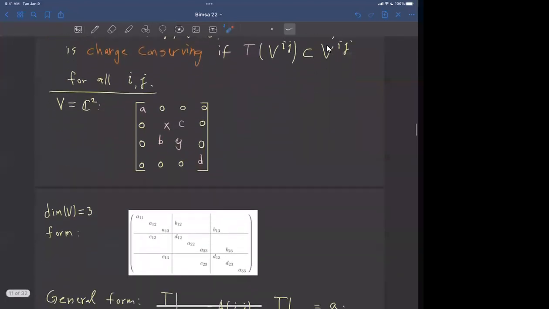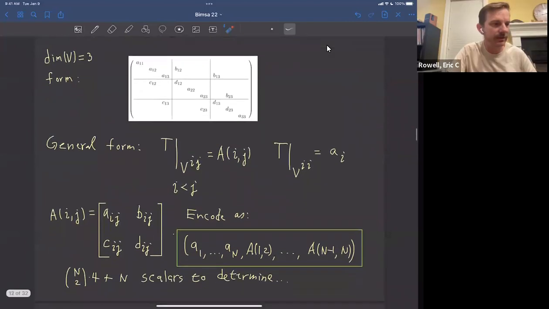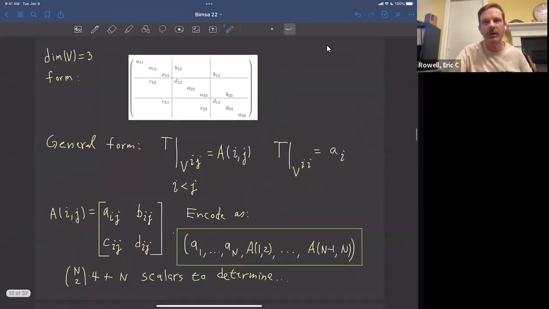Let me show you what charge conserving matrices look like for three-dimensional vector spaces, just to show that there's something more to it. Here for V of dimension 3, this is what it looks like, where the blank spaces are all zeros. You can see there's some interesting mixing going on. There's a 2x2 matrix, another 2x2 matrix, another 2x2 matrix, and then some diagonal pieces. That's how all these spaces show up.